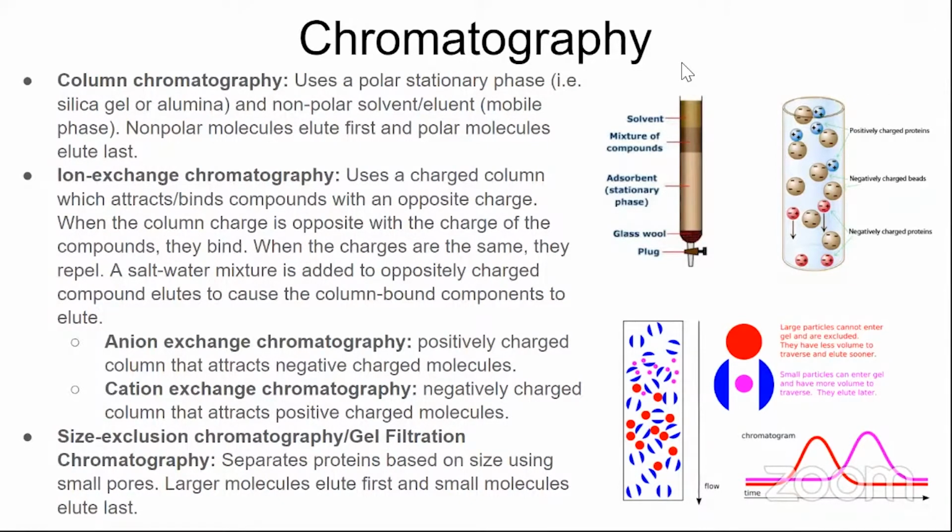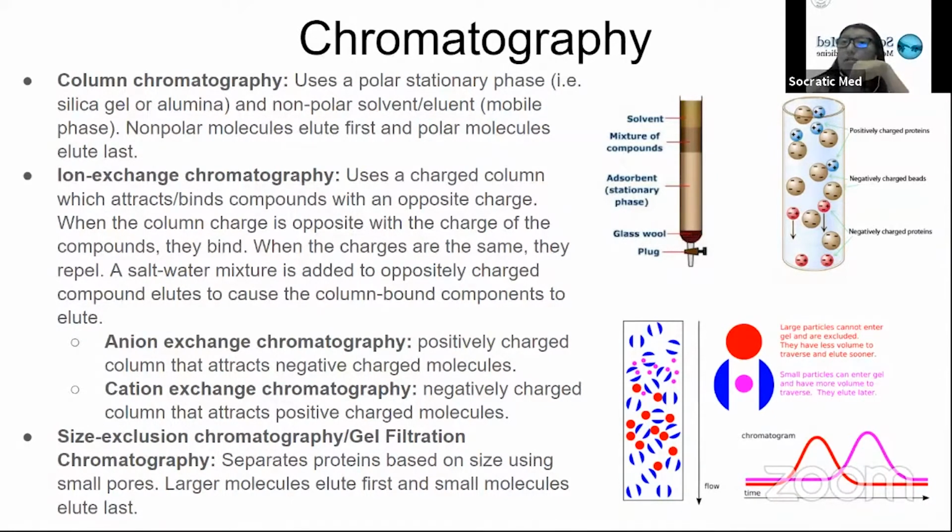So yes, David's lecture, and chromatography is used to separate different kinds of molecules based on their properties. And so one of the types of chromatography here is column chromatography, which uses a polar stationary phase. A common polar column that they use is silica gel or alumina. And then they also have a nonpolar solvent, which is considered the mobile phase, that is the liquid.